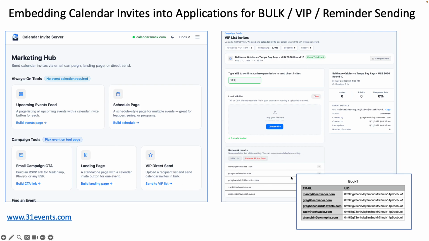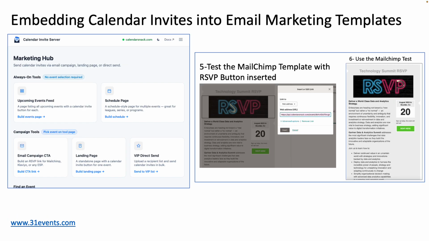What it does here is you go to VIP Direct Send, you click a button, you get an interface, you upload your file, you pick out your event. In this case here is Orioles versus Tampa Bay Rays. And what I did was I uploaded a CSV file of email addresses into the uploader. The uploader comes up with a preview. You click one button, you send out the calendar invites in a bulk reminder like workflow.